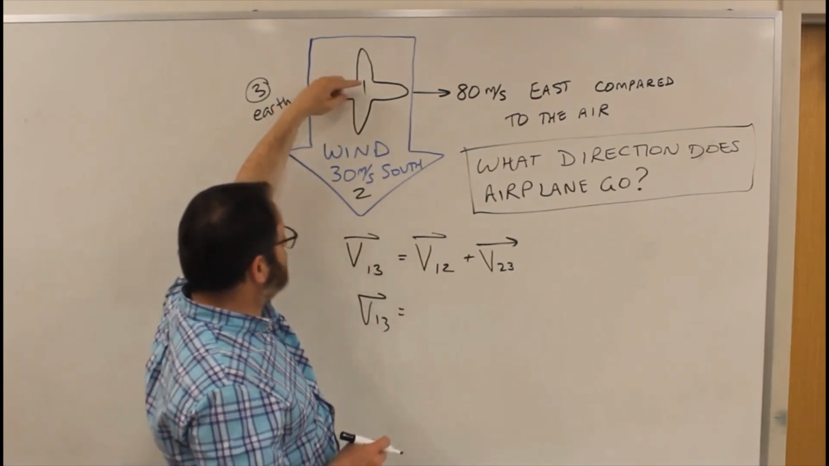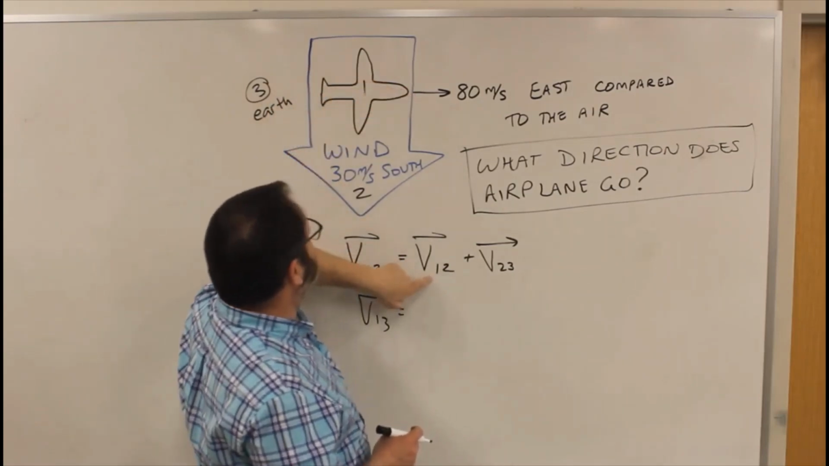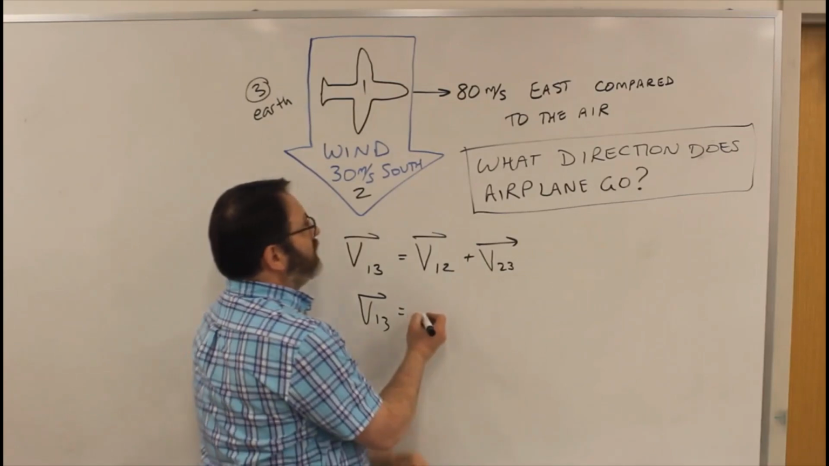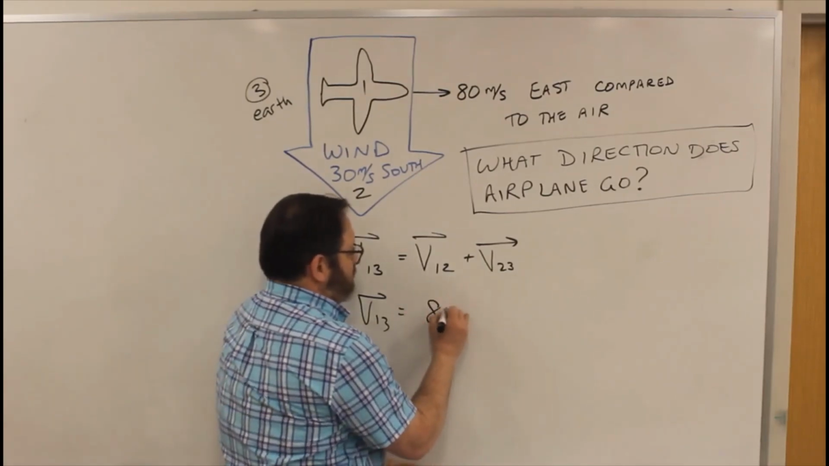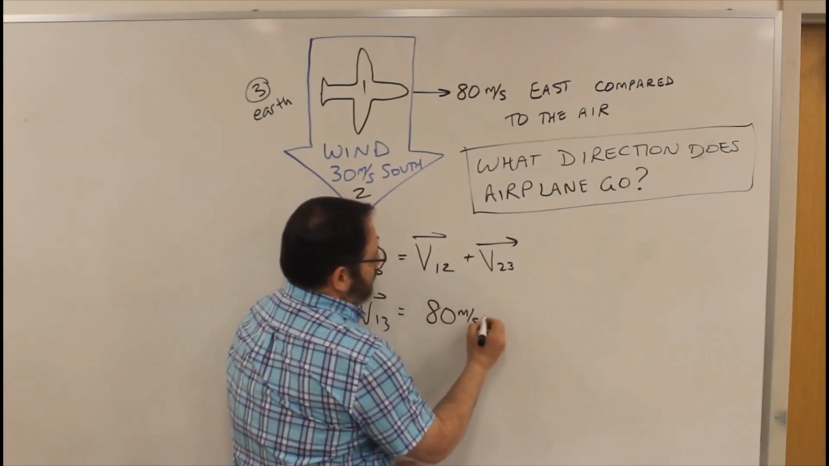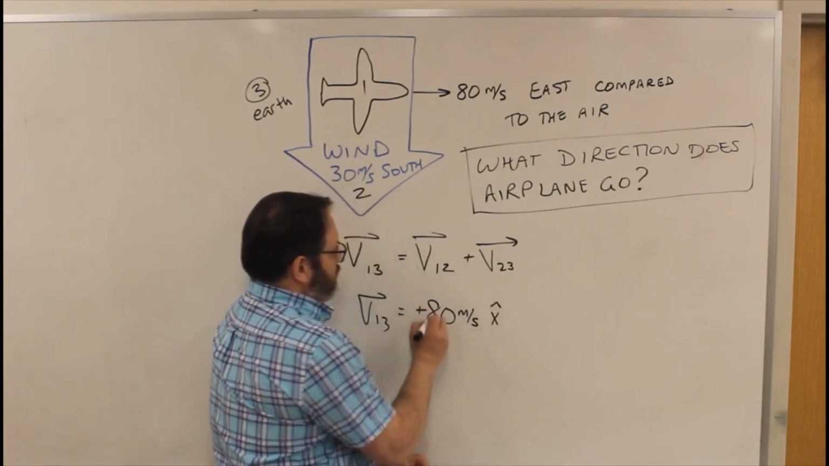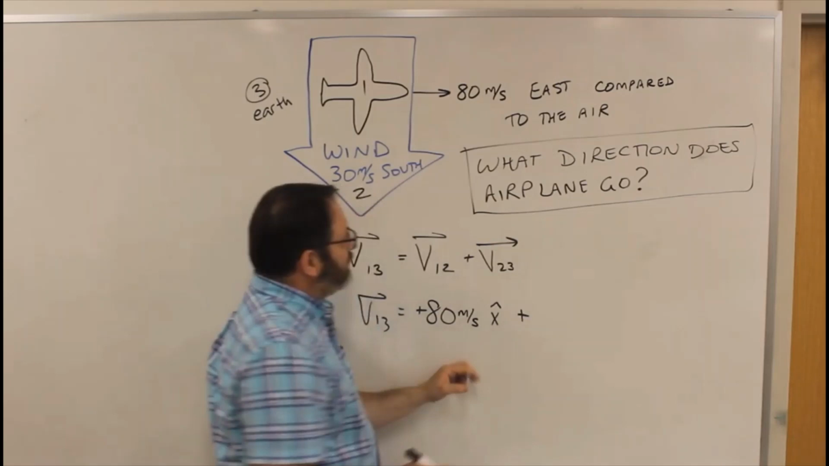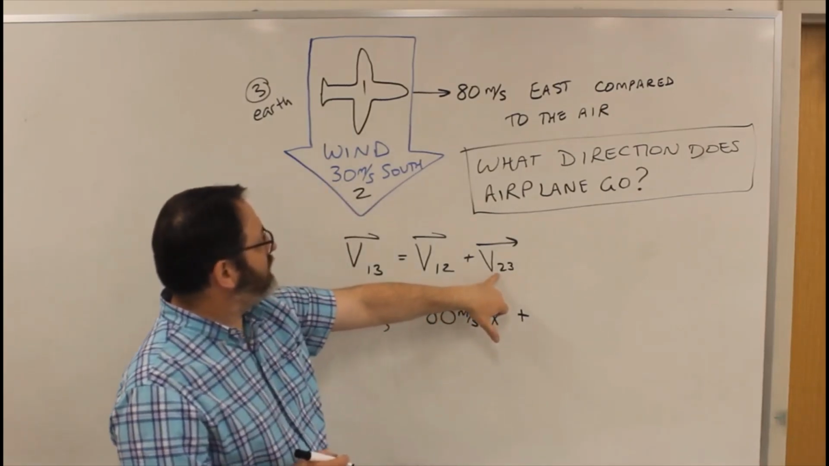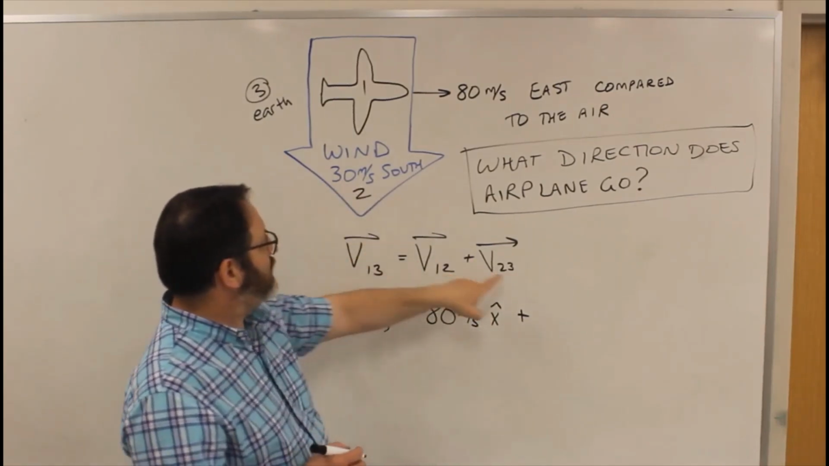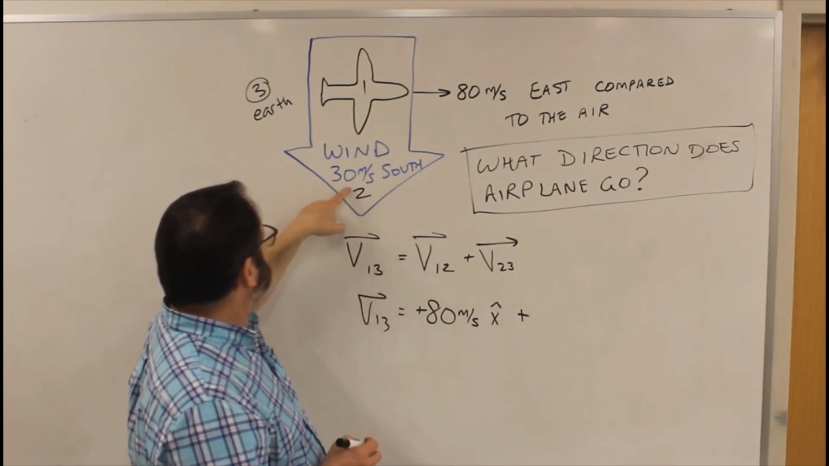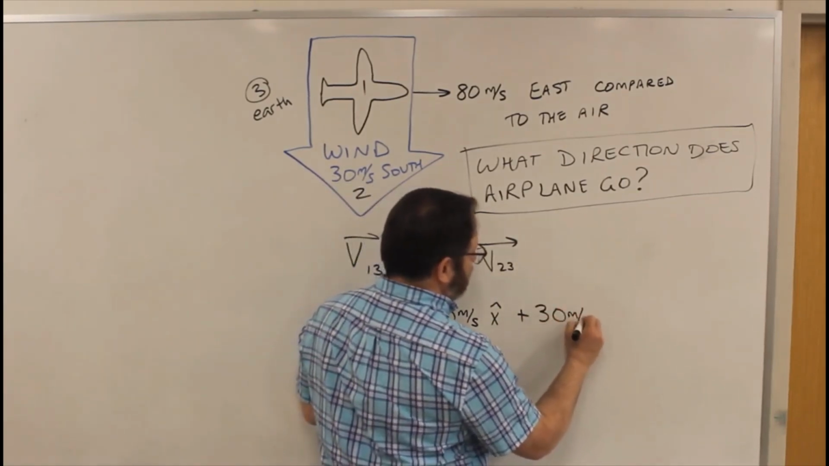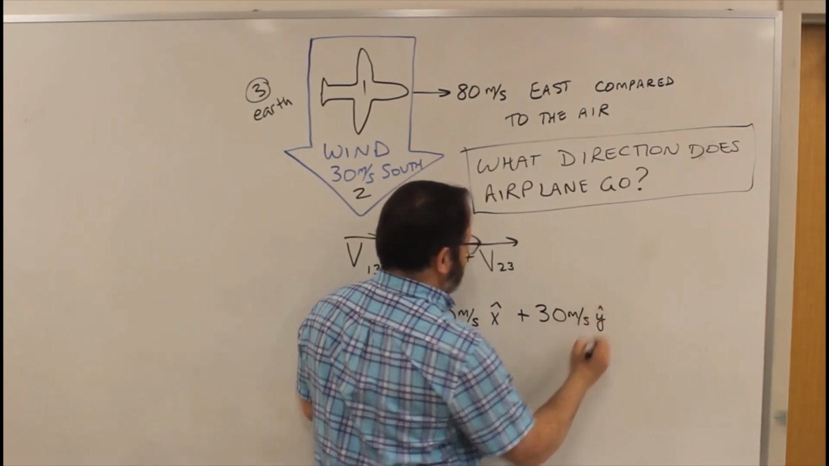So the velocity of the airplane as seen by the air, if you were sitting here in the air, the airplane is going 80 meters per second east. So 80 meters per second in the plus x direction, plus velocity of thing 2, the wind, compared to the Earth. So 30 meters per second south, 30 meters per second y hat.